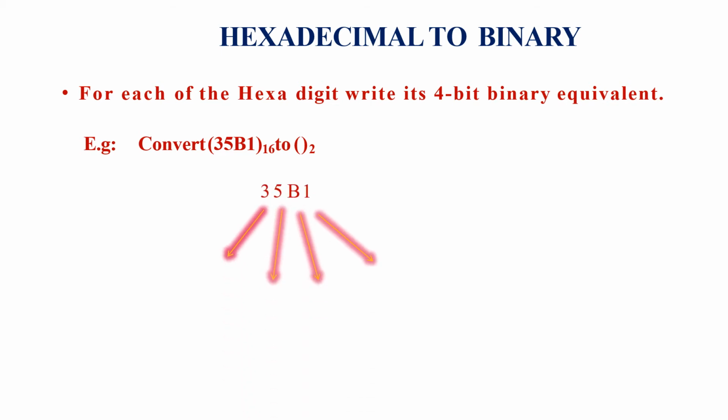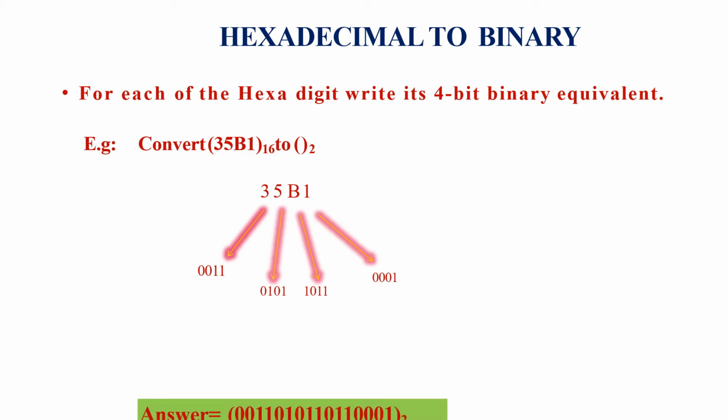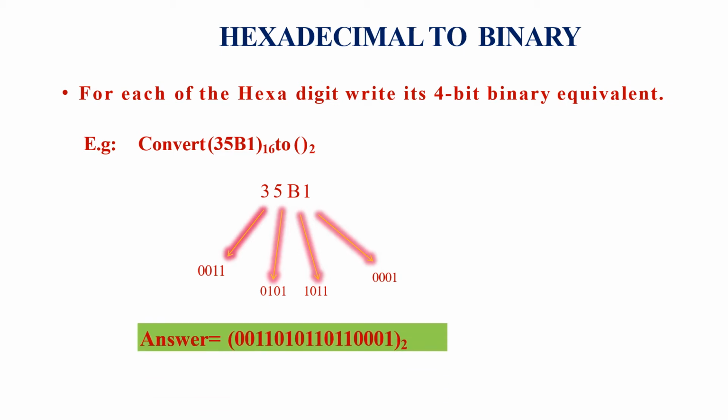So likewise, 1 means 0001, B means 1011, 5 means 0101, 3 means what is that 4-bit equivalent? 0011. So for the given hexadecimal number, we can just write the 4-bit binary equivalent. Now we can just write together, likewise, 0011, 0101, 1011, 0001 with base 2. So for the given hexadecimal, this is the equivalent binary number.